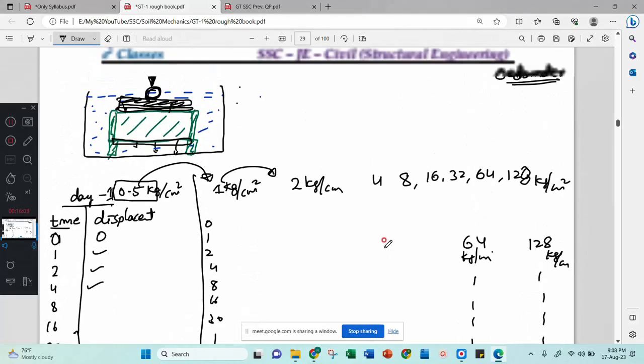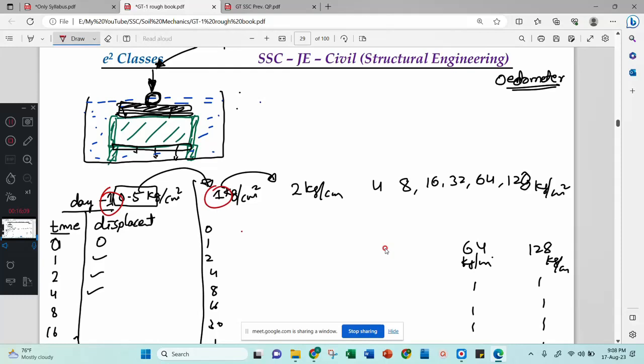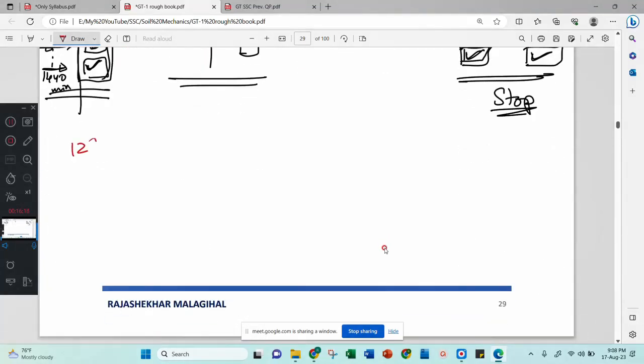How many days are there? Count here. You can see, for this experiment only, a randomly chosen experiment: first day, second day, third, fourth, fifth, sixth, seventh, eighth, ninth day you have stopped taking the readings. Now remember, on the ninth day you have applied 128 kg per centimeter square load. Correct? Now after this, remove the load. Removing the load, that will be 1/4 of the earlier load. 1/4. 128 divided by 4 will be how much? 32. Then now put 32 kg per centimeter square and remove the rest of the load.